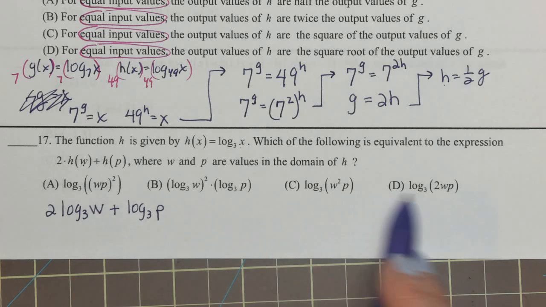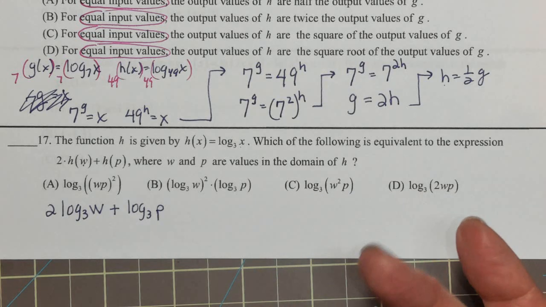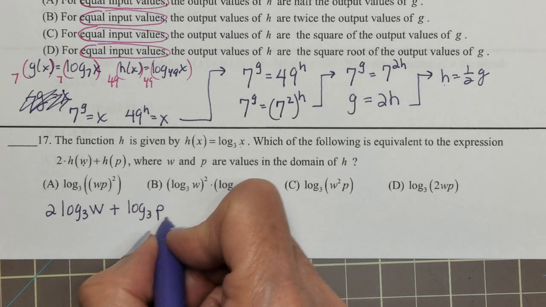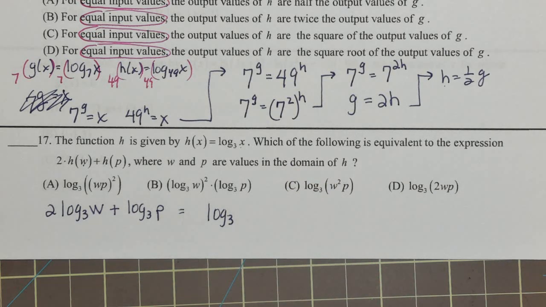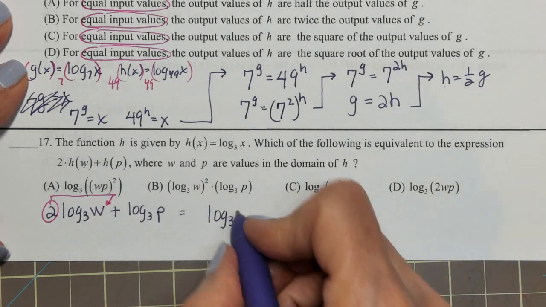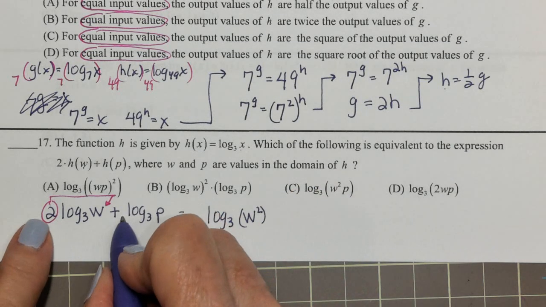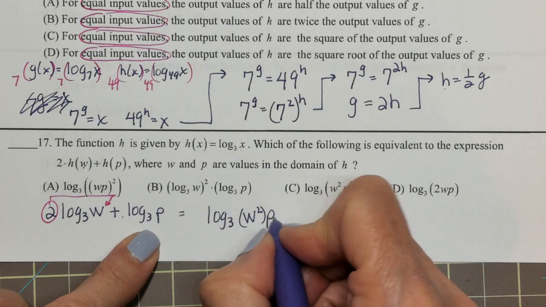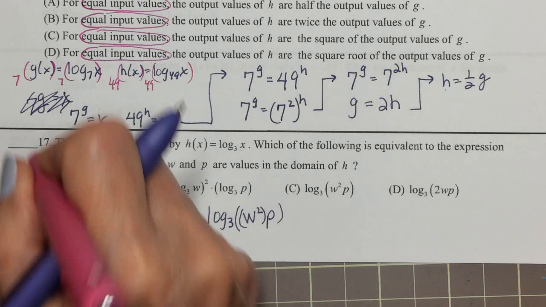And I see 3 of the choices have one single log expression. So I'm going to combine these logs, make them one single log, log base 3. I'm going to move this 2 to be the exponent on the w squared. And then they're both positive logs, so I multiply the 2 arguments together, and I get log base 3 of w squared times p, and that is answer choice C.